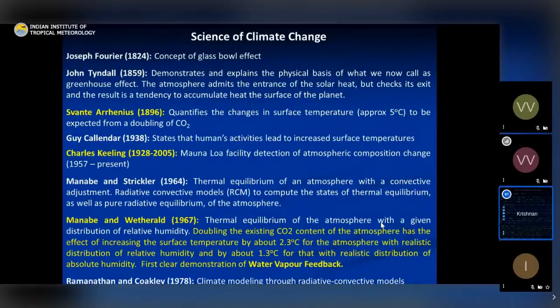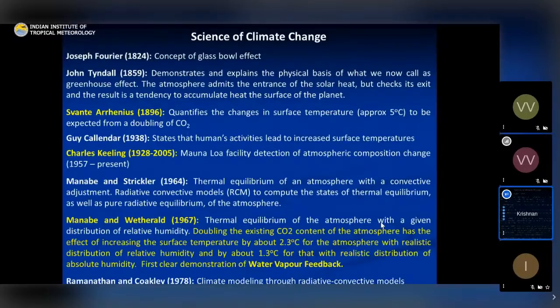He noted how human activities have contributed to surface temperatures. And on the measurement of carbon dioxide, an important contribution came from Charles Keeling, the establishment of the Mauna Loa facility for detection of atmospheric composition change, which has been going on from 1957 to present.